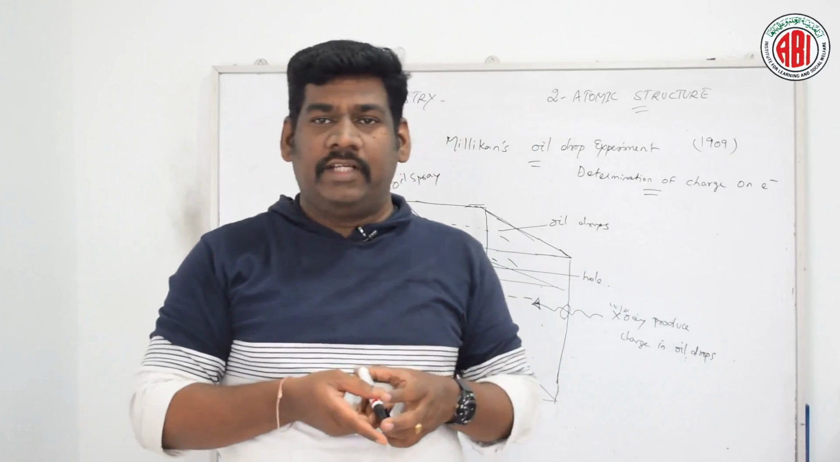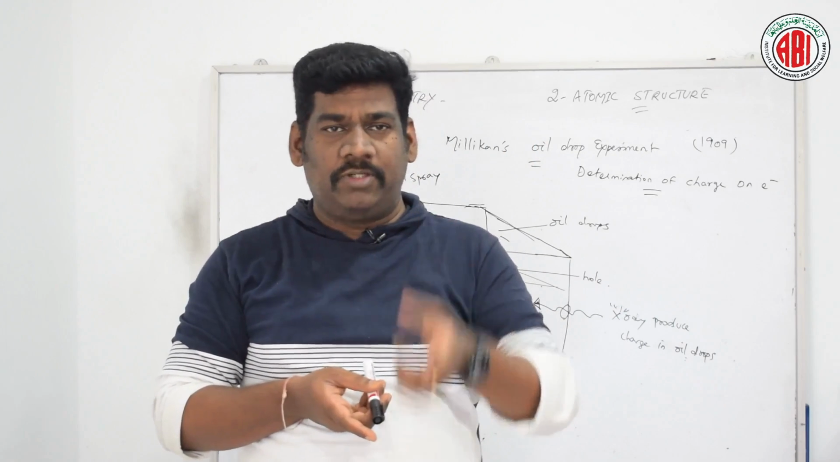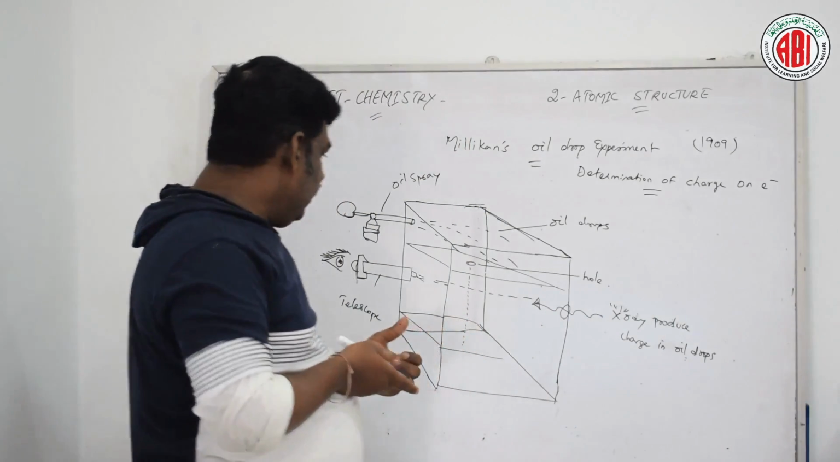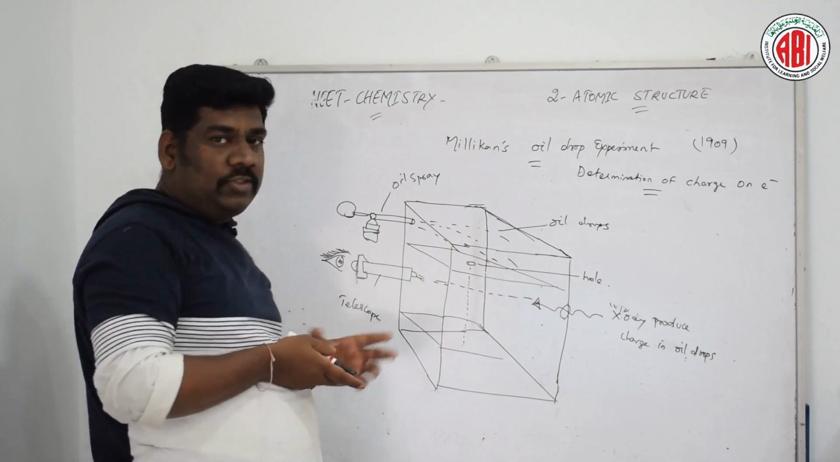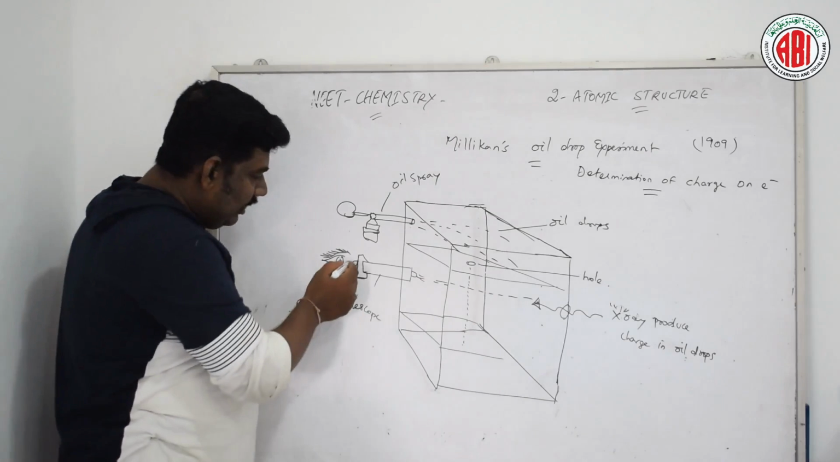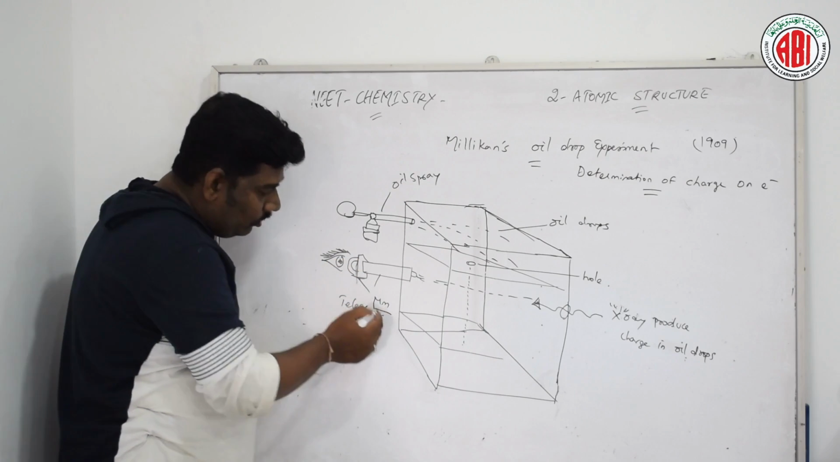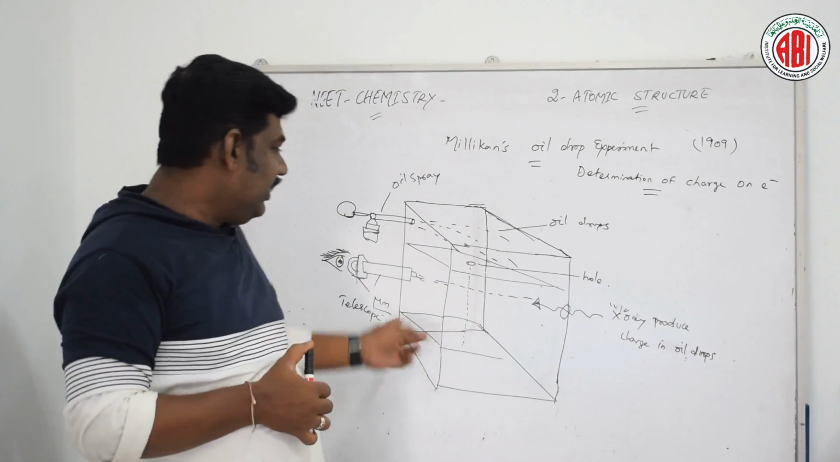So a single drop between the plates is observed by means of the telescope we are using at the left side of this apparatus, and this telescope has a micrometer level eyepiece. So here we have an eyepiece that ranges in micrometers, so even a small particle can be seen through this telescope.